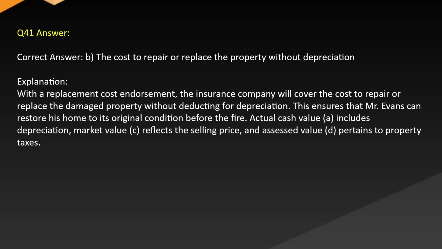Explanation: With a replacement cost endorsement, the insurance company will cover the cost to repair or replace the damaged property without deducting for depreciation. This ensures that Mr. Evans can restore his home to its original condition before the fire. Actual cash value, A, includes depreciation. Market value, C, reflects the selling price, and assessed value, D, pertains to property taxes.